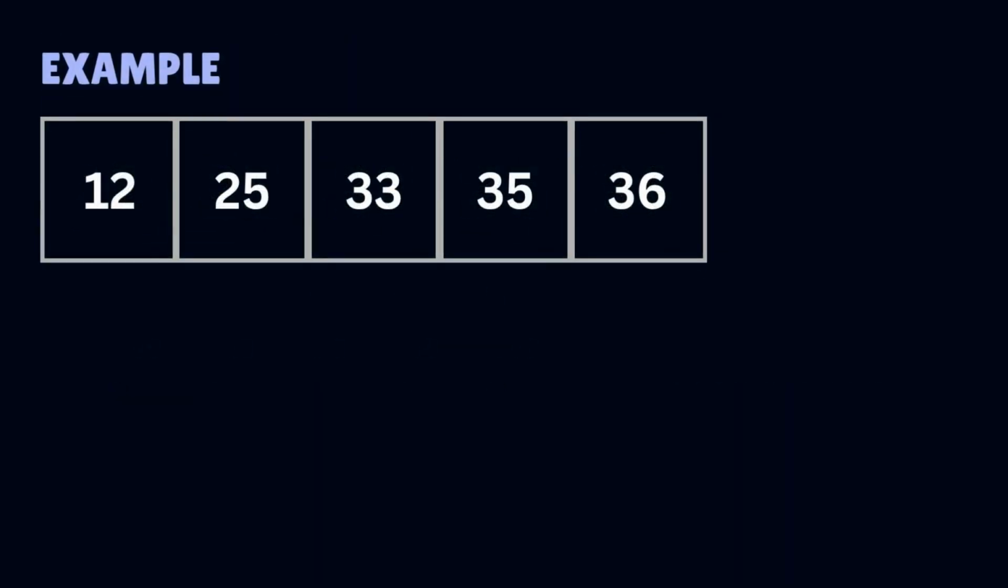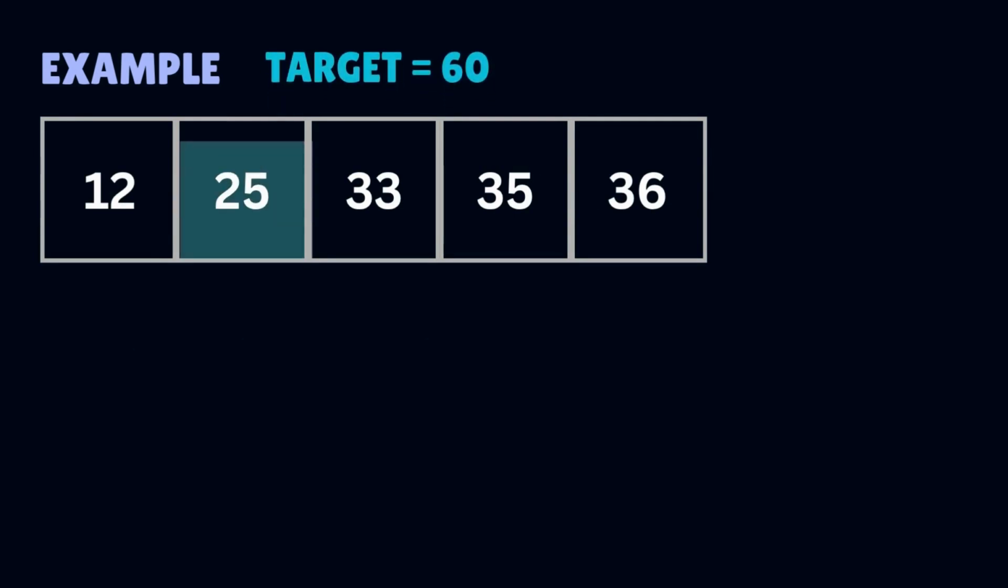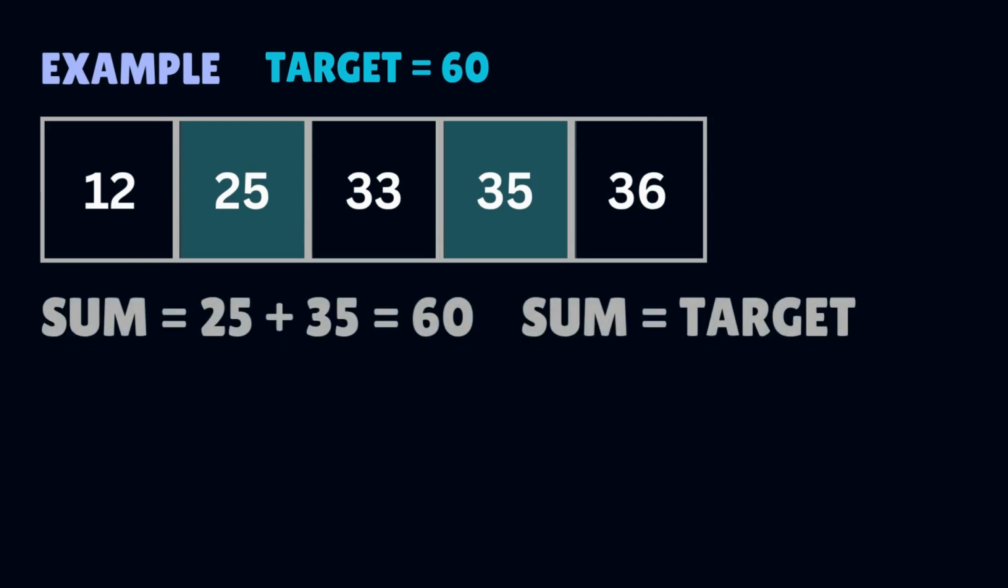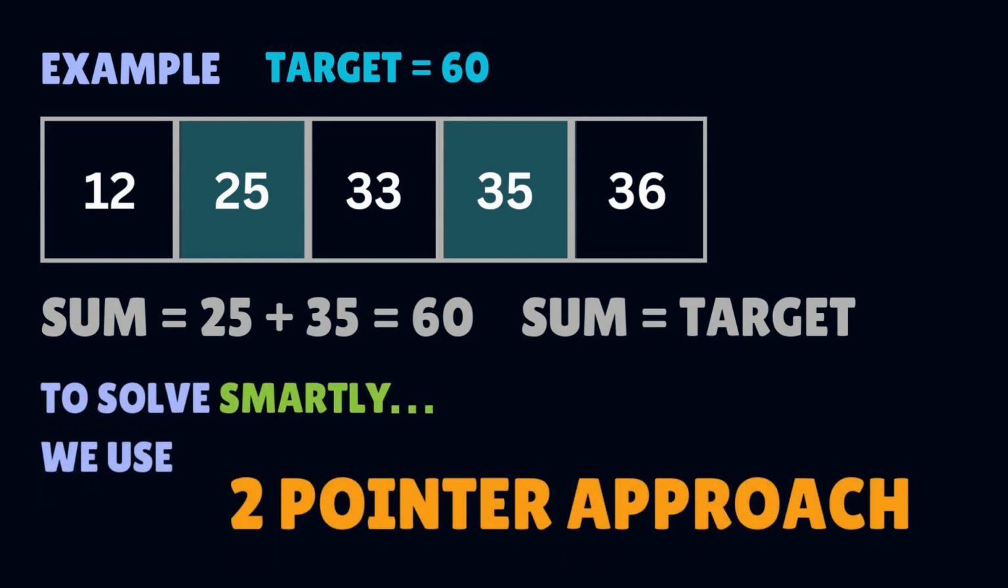Here comes an example. In the given array, the target is 60. We need 2 numbers that add up to 60. Look at 25 and 35. Their sum is equal to 60. This is easy, but for a large list, it's difficult to check every pair. So to solve this smartly, we use 2 pointers.